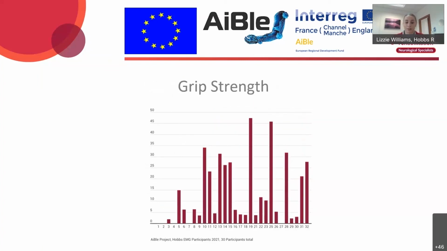Similarly, when we look at our grip strength, we can see that there's a large range of results. The average grip strength came in at 13.4 kilograms, with the highest participant average at 47.3 kilograms, and 5 participants recorded 0 kilograms or not readable. This again demonstrates the variety of ability of participants in this process. Next slide, please.